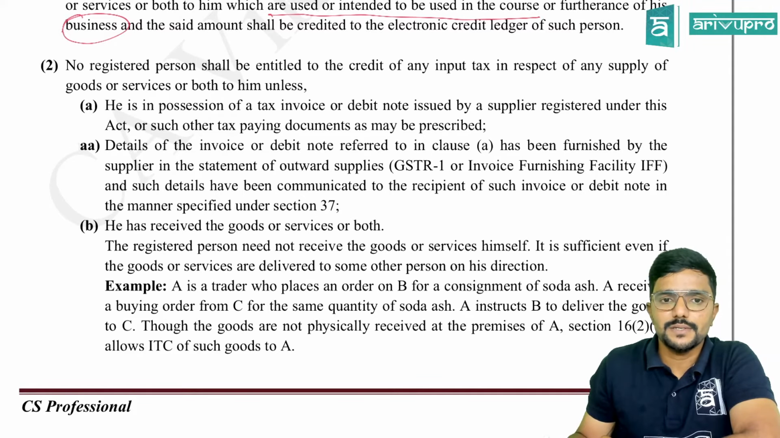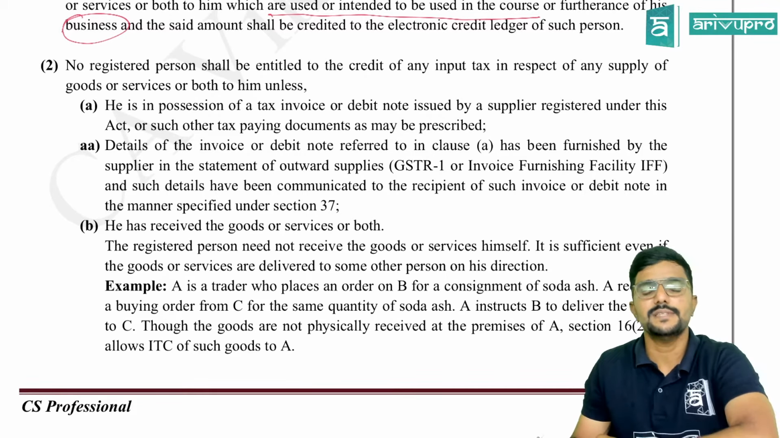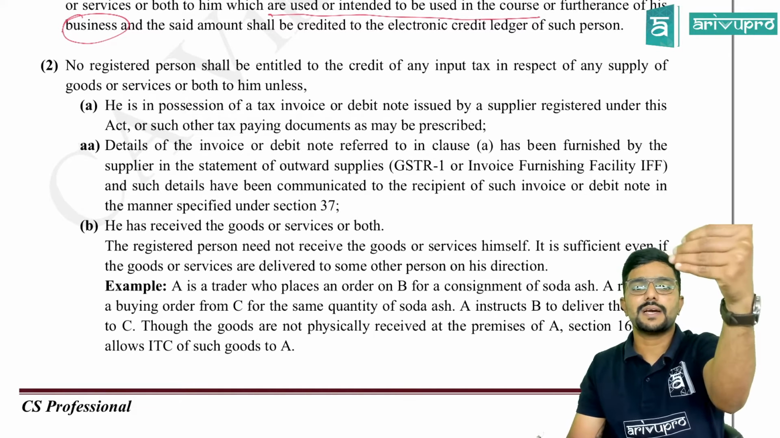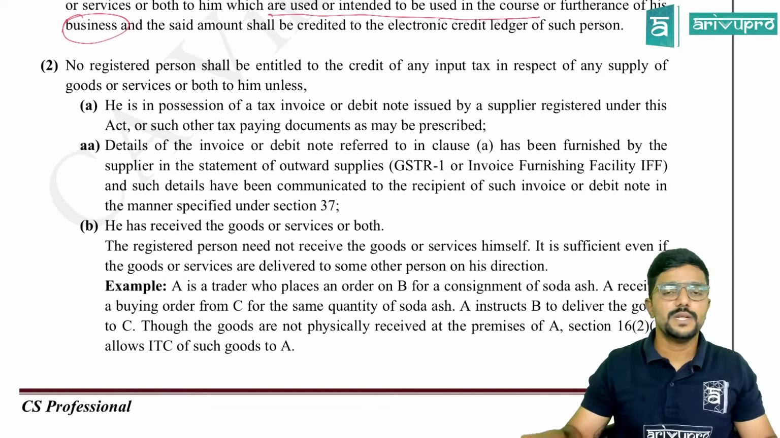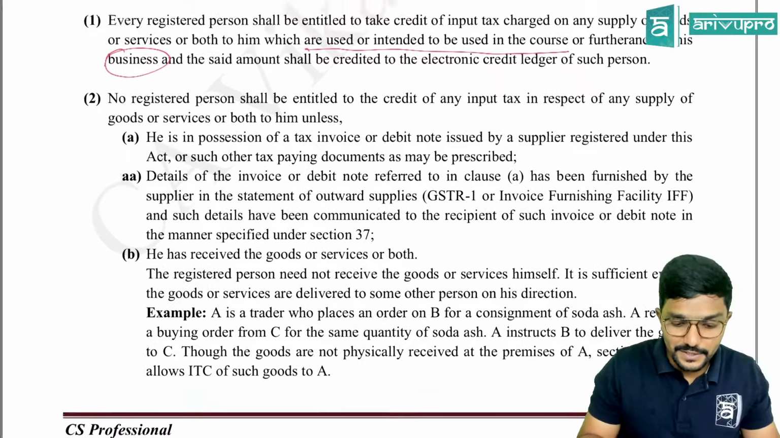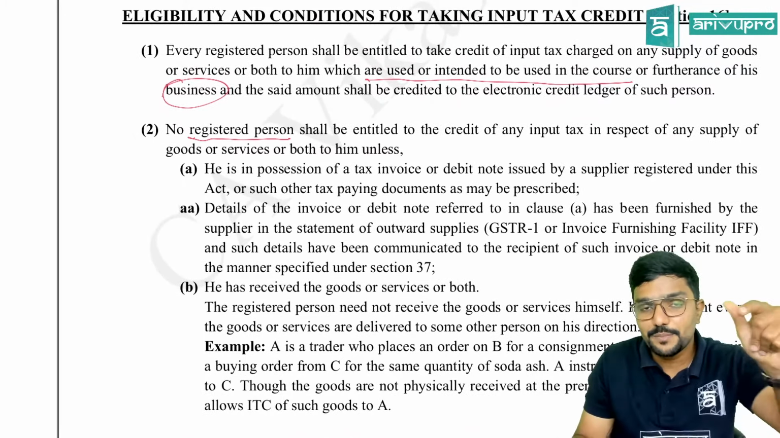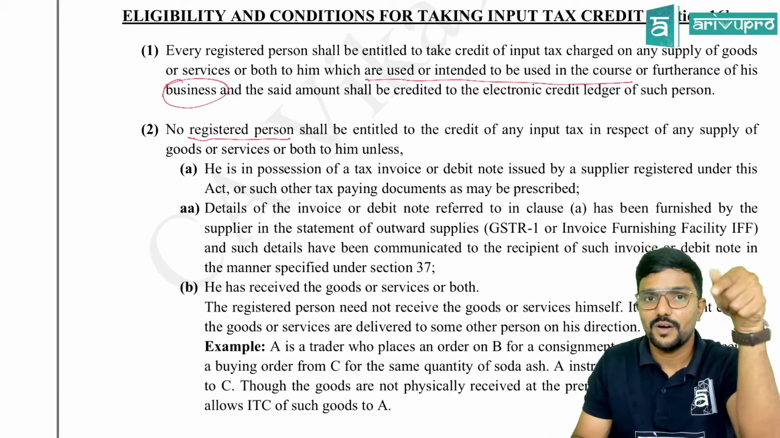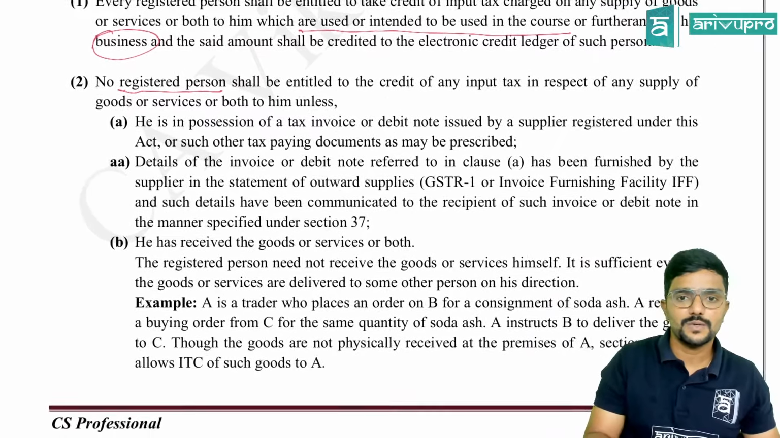No registered person shall be entitled to the credit of any input tax in respect of any supply of goods or services or both to him unless, means the recipient can claim the credit only if the following conditions are satisfied. Only if the following conditions are satisfied. What are those? One by one. And you can see here, they are trying to tell no registered person, means the recipient should be registered.